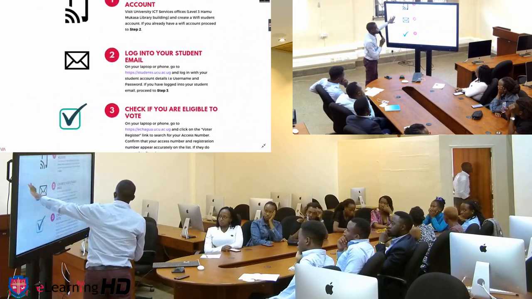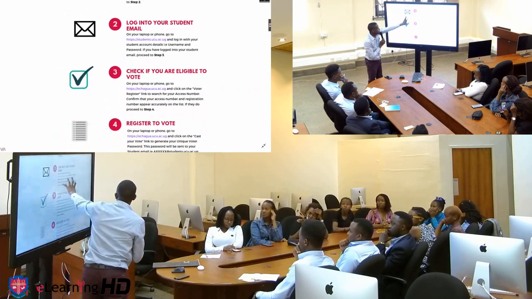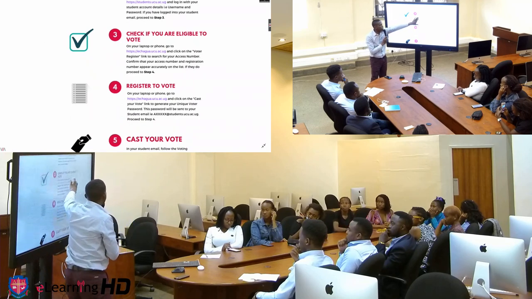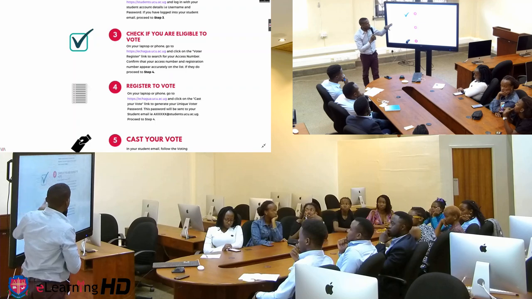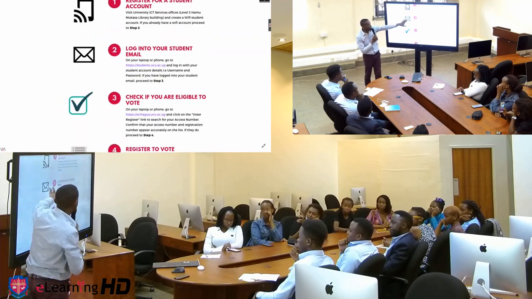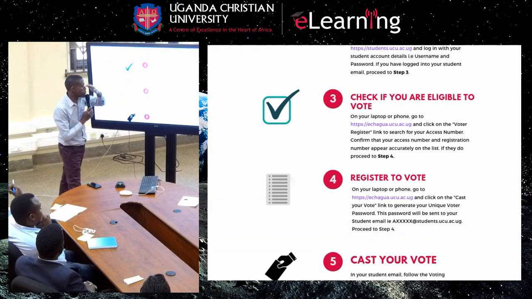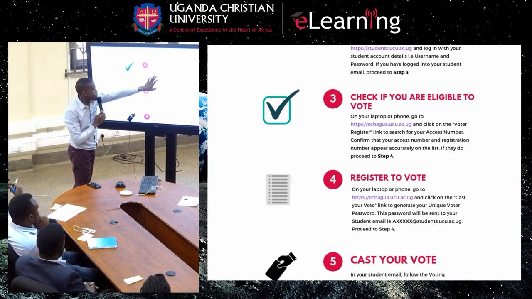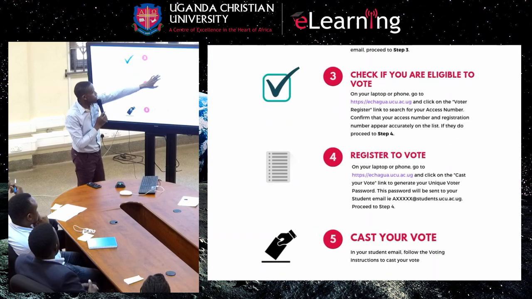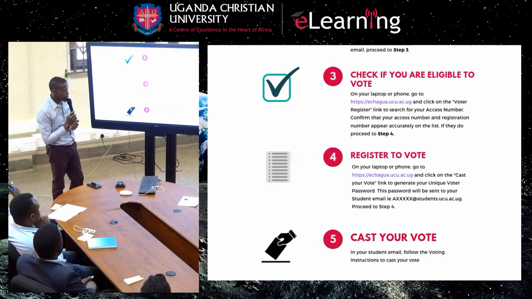So step one, register for an account. Step two, log in to your email with that account. Step three, check if you are eligible to vote. Now this is very important, because some people simply end on step two and then wait for the day of election. No, you need to check if you're eligible to vote. How do you do that? By going to our e-voting portal, which is eChagua.ucu.ac.ug, and you click on the voter register link to search for your access number.